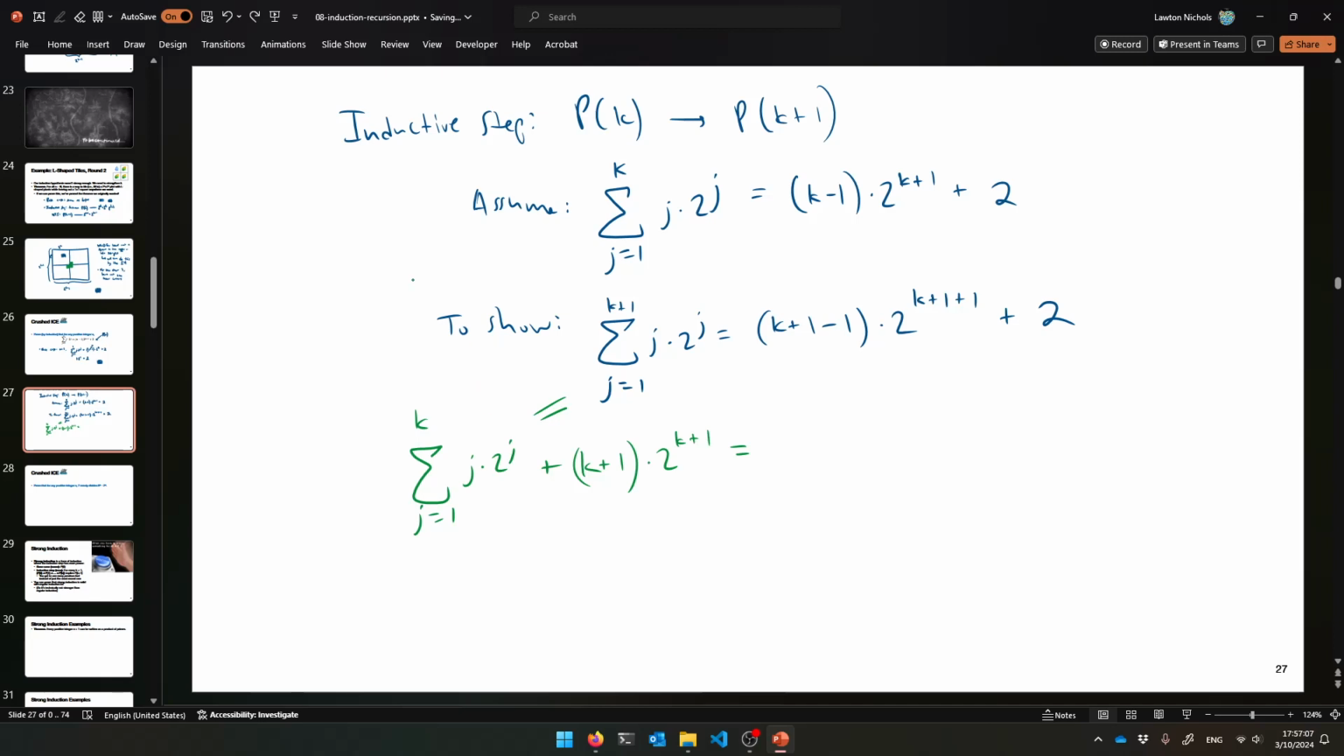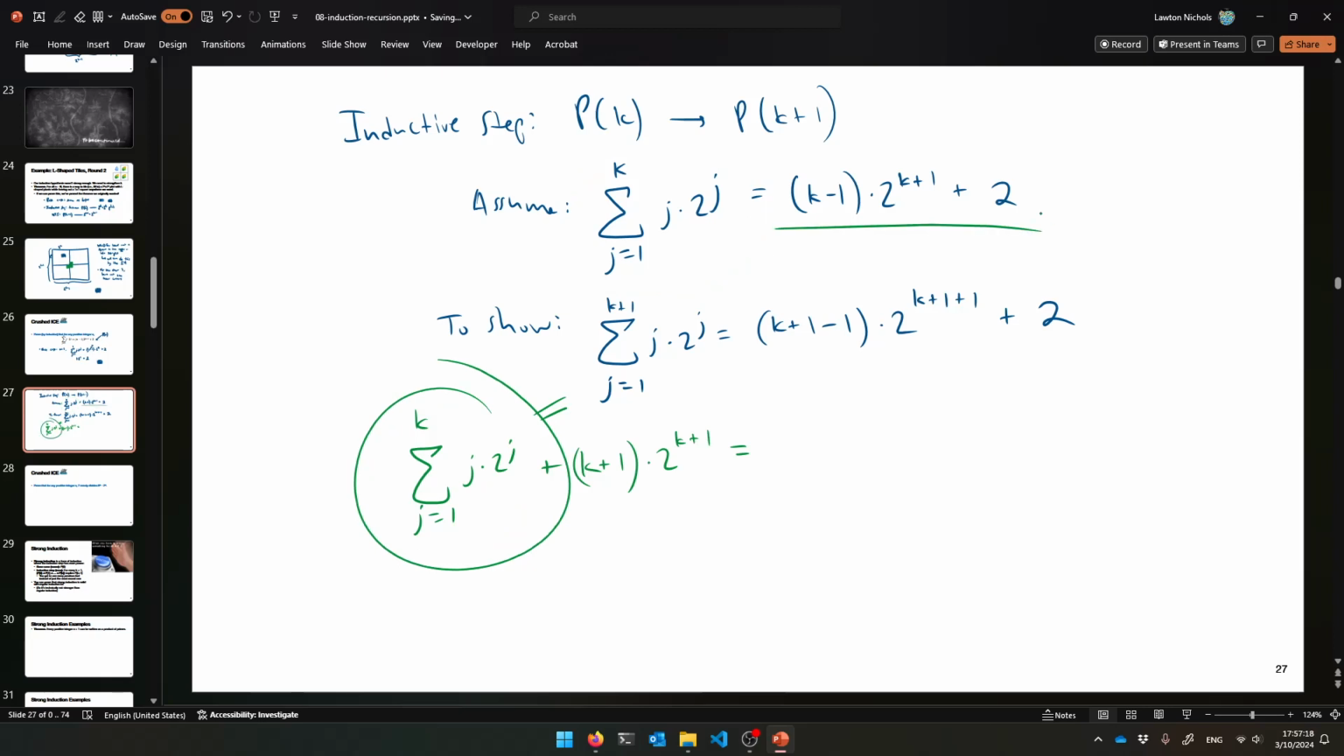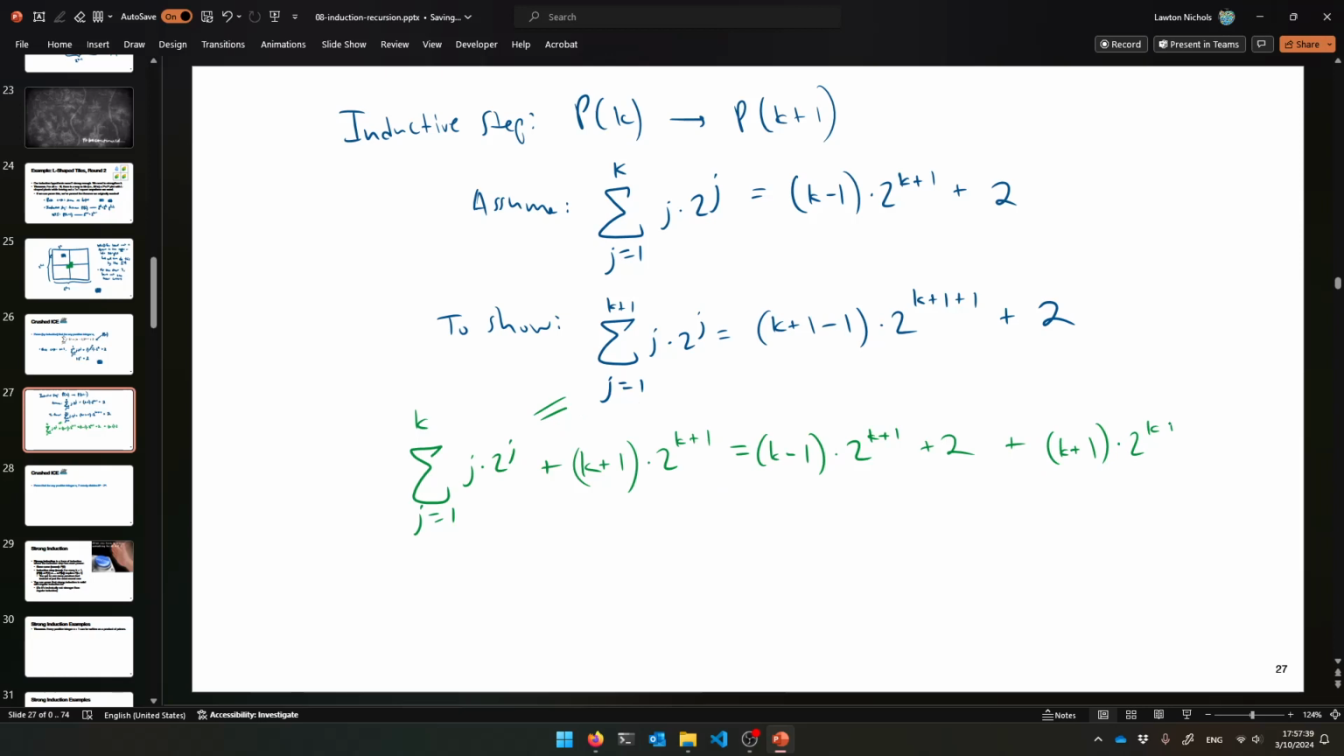But I can do some rewriting now, okay? Because now I have this looking like this, and I can put this next to it now, because that's supposed to be equal. We've shown that. So by the inductive hypothesis, I can replace this with this. All right, this is equal to, replacing this, k minus 1 times 2 to the k plus 1 plus 2, and then I still have all these guys, plus another k plus 1 times 2 to the k plus 1. See that? And then now I need to somehow get it looking like this. And remember that this is just k now, and this is k plus 2, really. So that's what it really needs to look like.